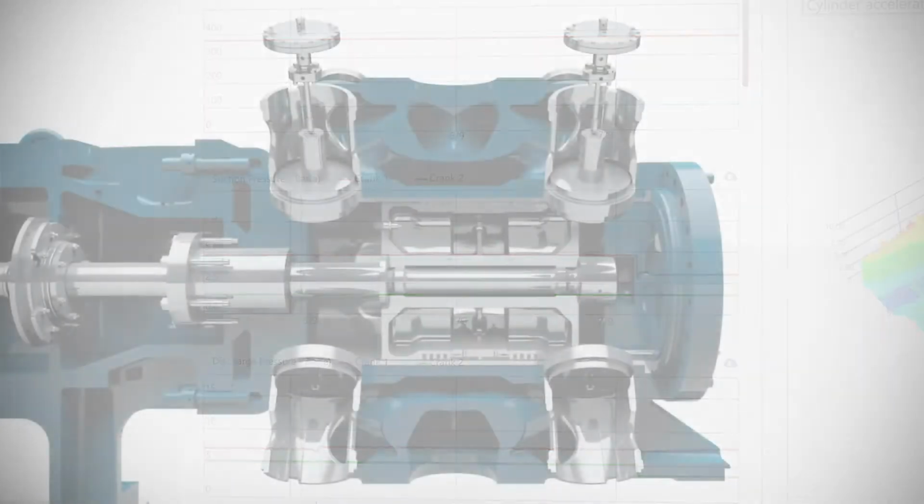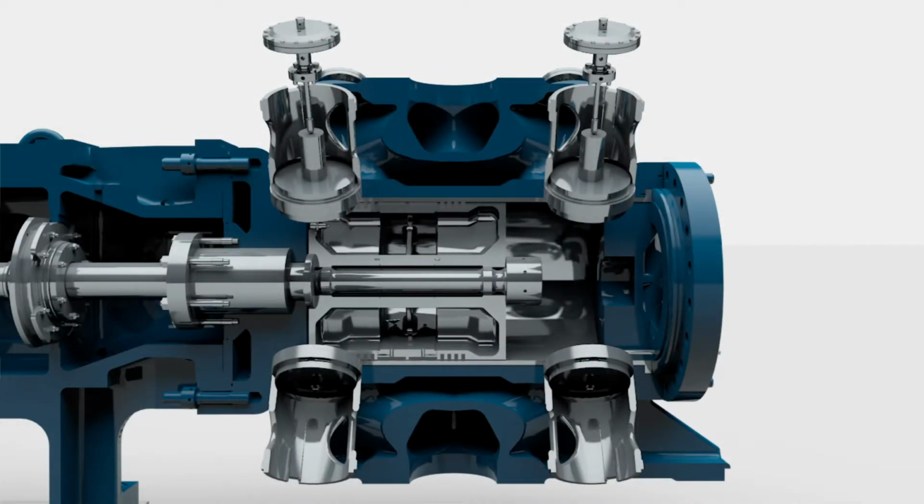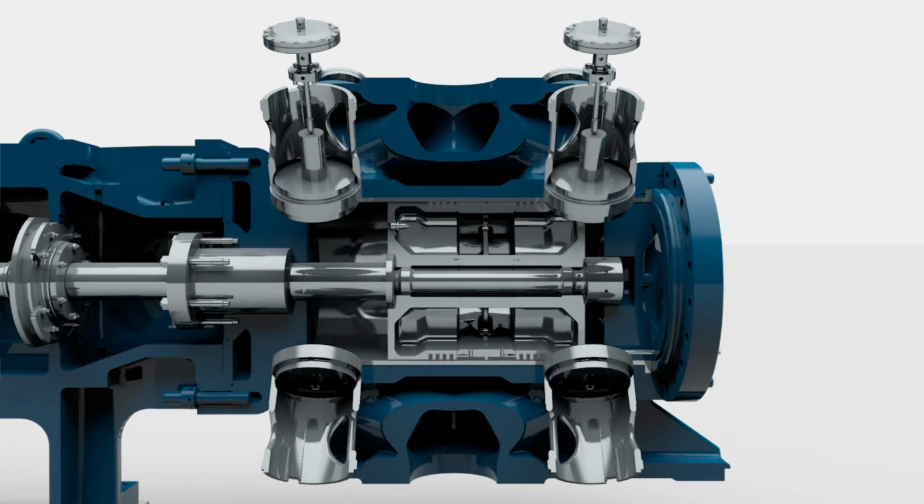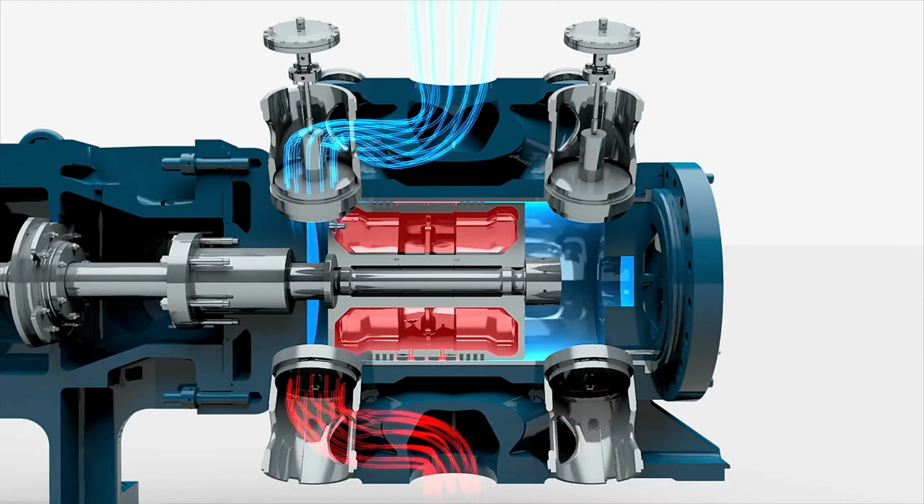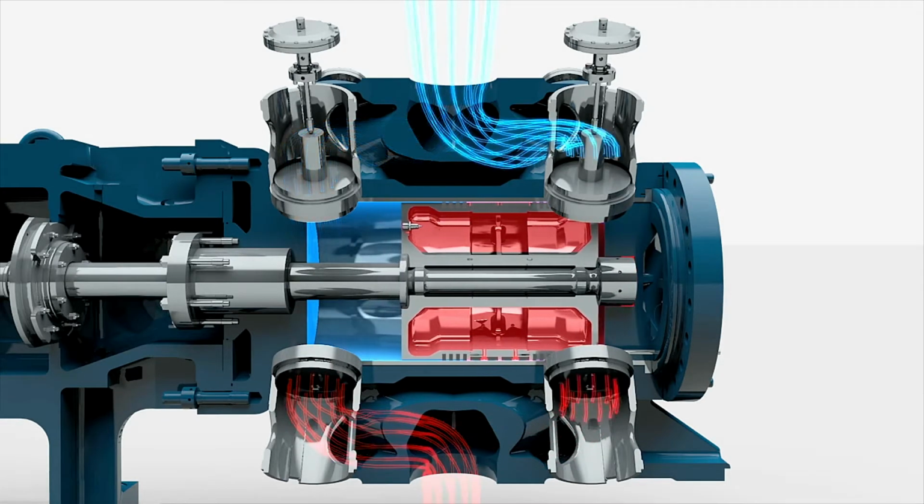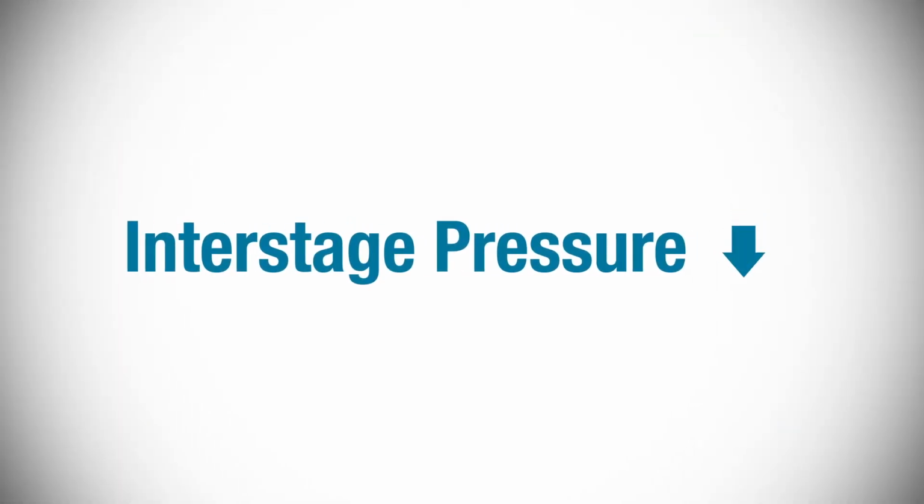issues. This example shows a reciprocating compressor installed in a refinery in Europe. During routine monitoring of the compressor, the Howden experts were alerted to a sudden drop in suction pressure of crank 1 and discharge pressure of crank 2. This indicated a sudden decrease in interstage pressure.